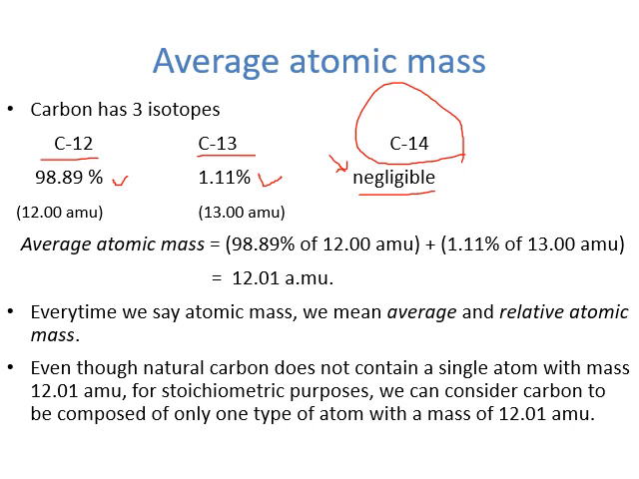So look at this one. How to calculate the average atomic mass: 98.89% you times by 12 AMU, while 1.11% times by 13 AMU. You add these two and you get 12.01 AMU. As I mentioned just now, every time we say atomic mass, it means average and relative atomic mass.